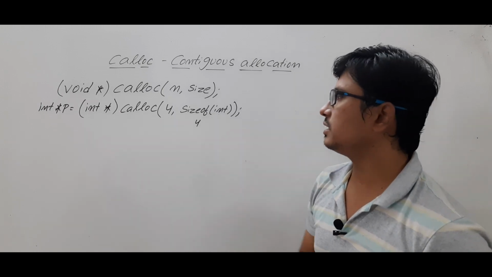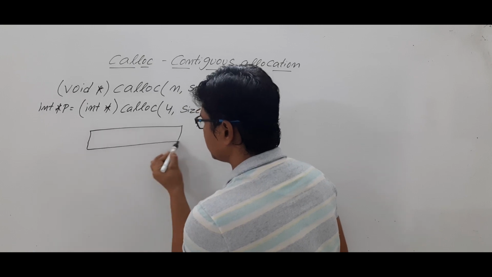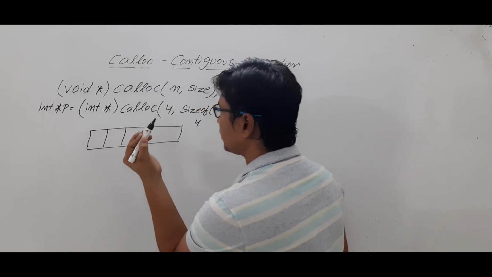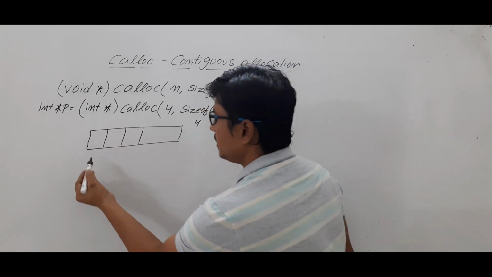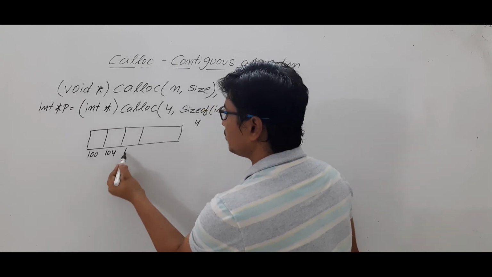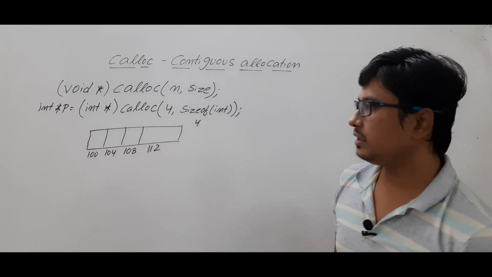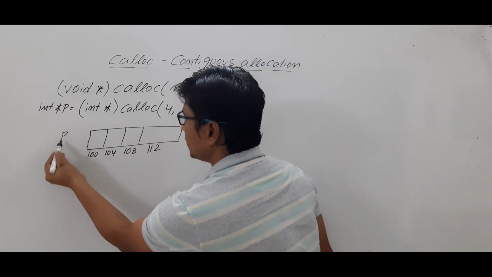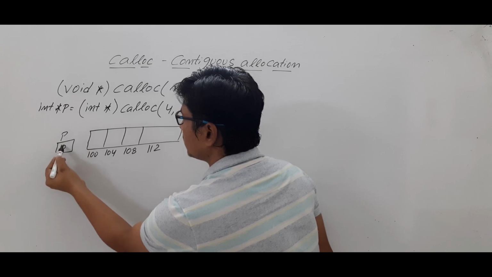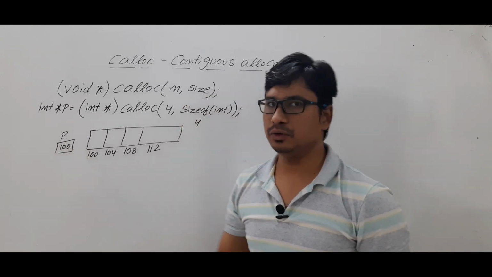Okay, let's take that 16 bytes of memory is allocated contiguously to store 4 integers. Let's take that the base address is 100, then the next one will be 104, the next one will be 108, the next one will be 112. Then the base address will be stored in the pointer p. If the memory is not allocated, it will have the value null.